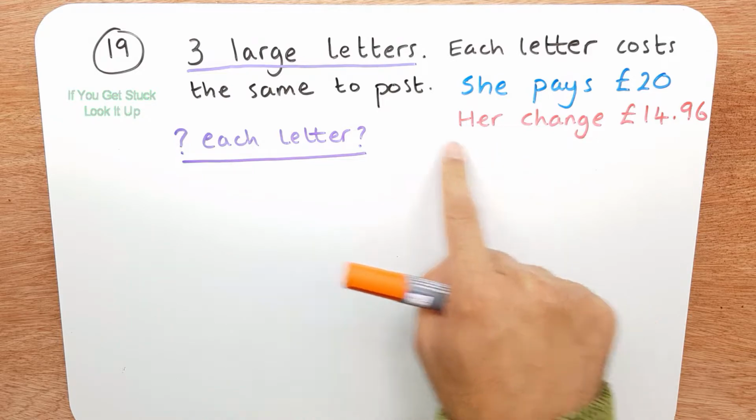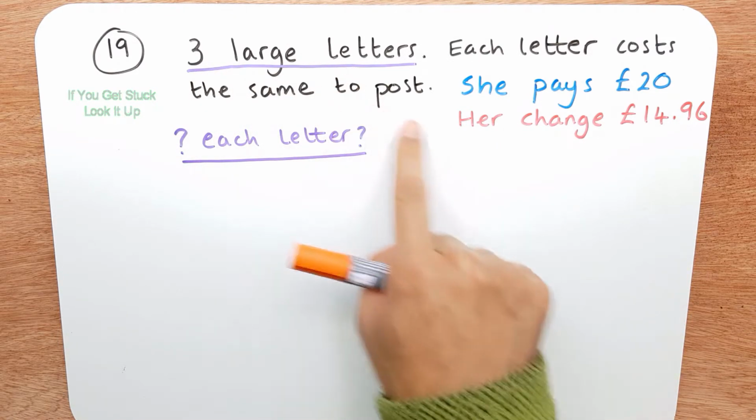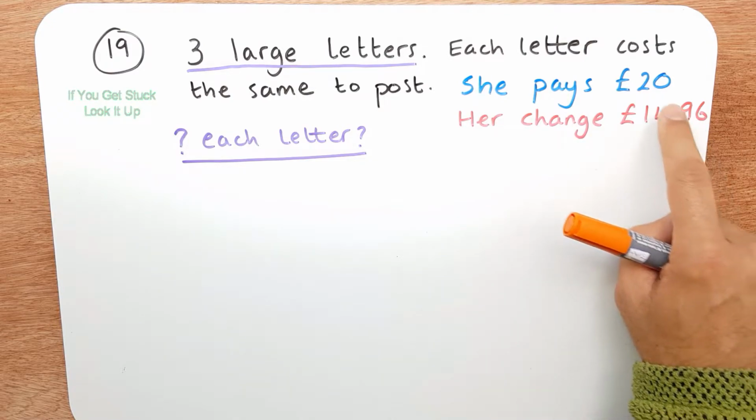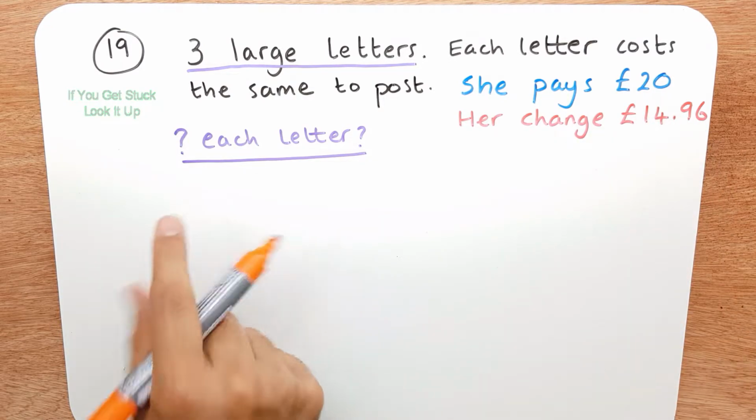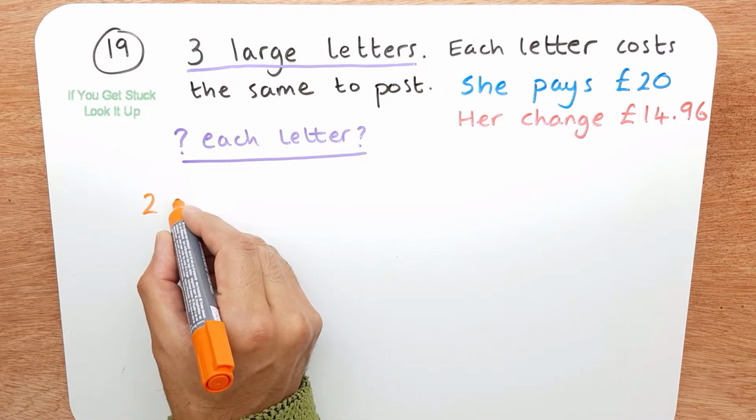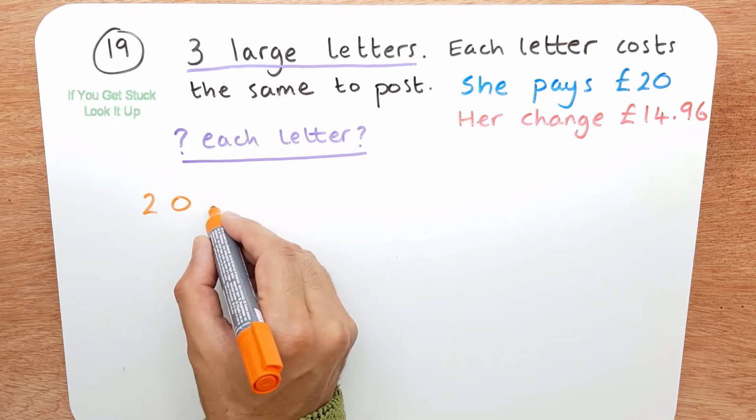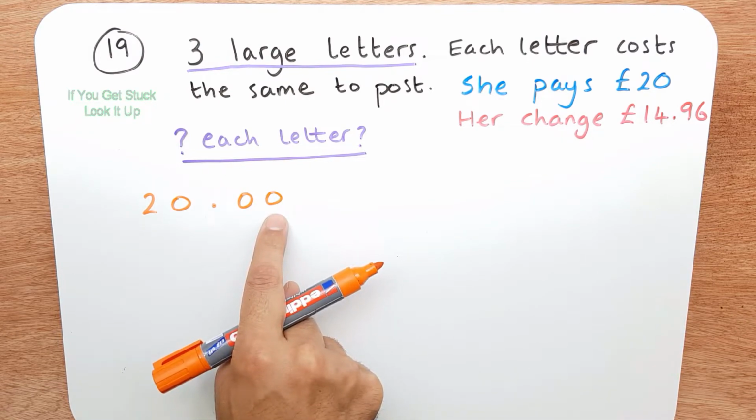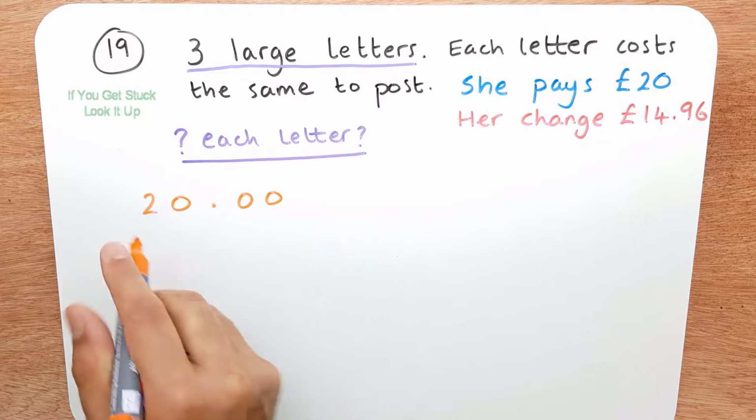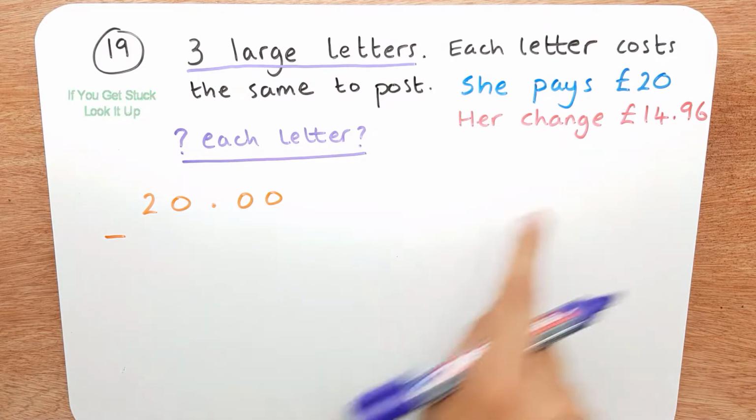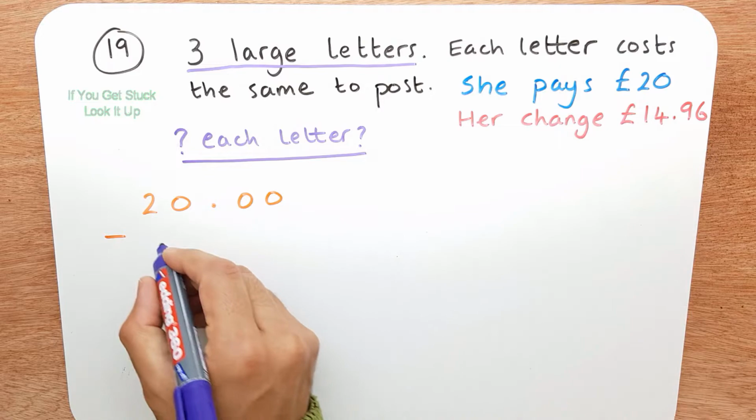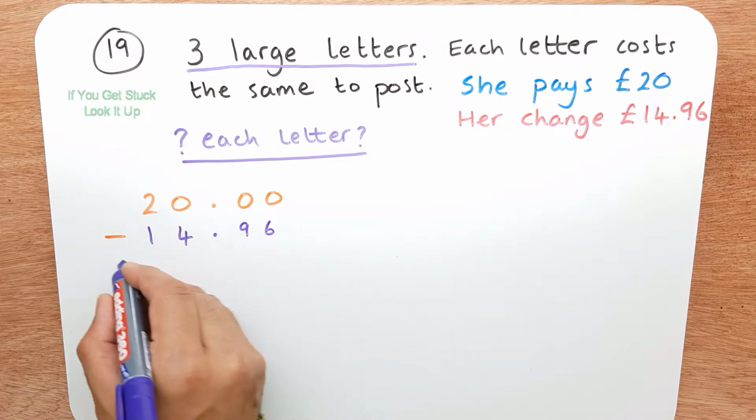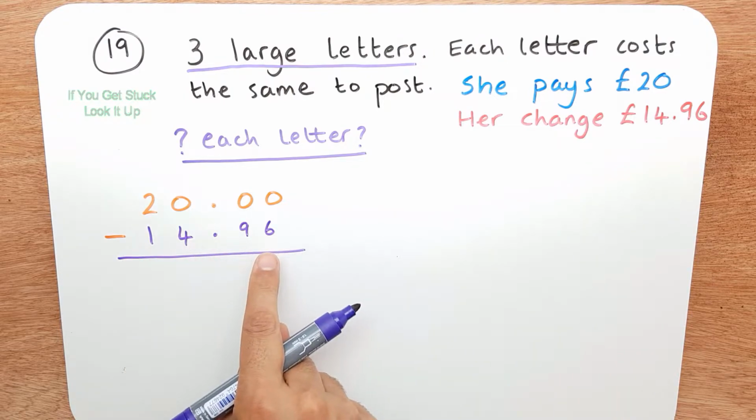Now let's find out how much the 3 large letters cost to post by subtracting £14.96 from £20. So let's write that here. £20, and I'm going to write 2 decimal places for the pence. Now we need to take away £14.96. And this is our calculation.